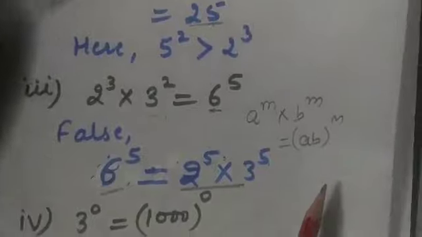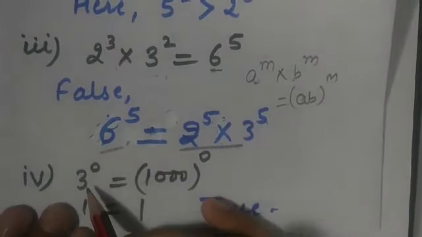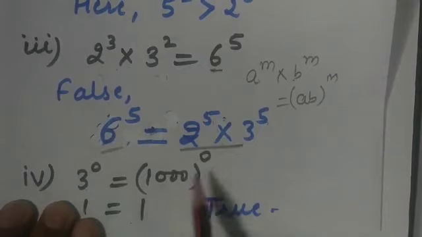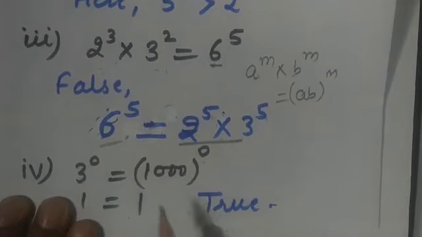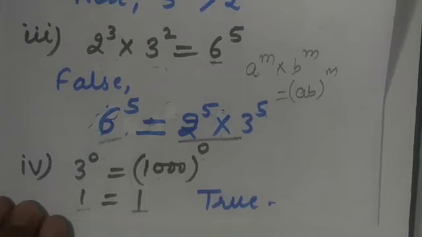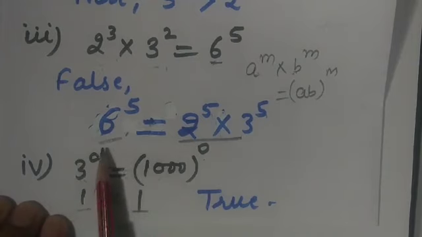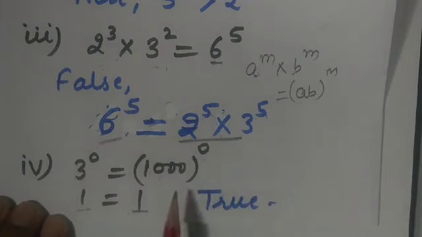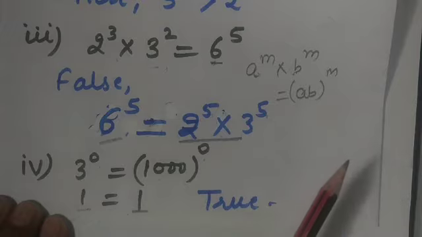Now come to the fourth part. The fourth part we have is 3 raised to the power 0 is equal to 1000 raised to the power 0. Yes, it is true because any number raised to the power 0 is always 1. This is 1 on the LHS and on the RHS also we have 1. So this is a true statement. So students, I have explained each and every part of question number 1 and 2. Why have I explained? Because I know that this is completely new for you. Now practice yourself and be perfect in exponents, and where to use the laws of exponents.